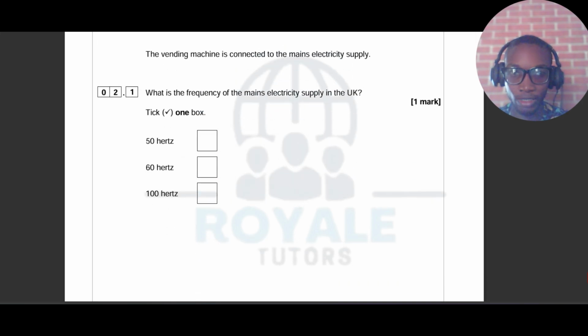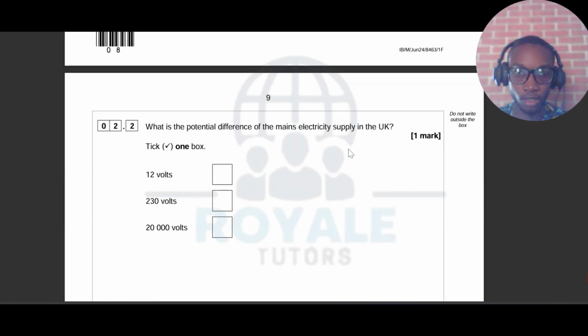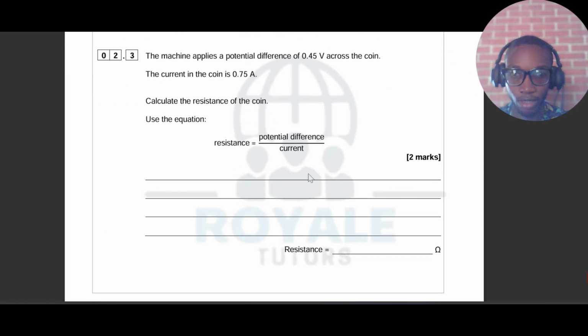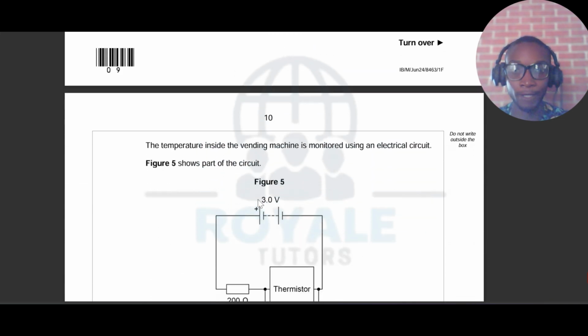We've talked about the frequency. Don't forget the mains electricity supply in the UK, that's 50 hertz. We also talked about the potential difference, that's 230 volts. And we did our calculation. We already have a formula here which says resistance equals potential difference divided by the current. So you could just go back to the previous video and see how we did all that there.